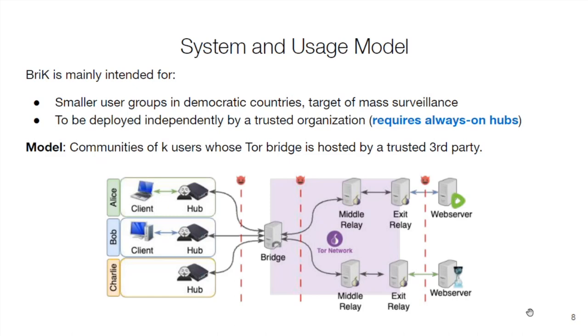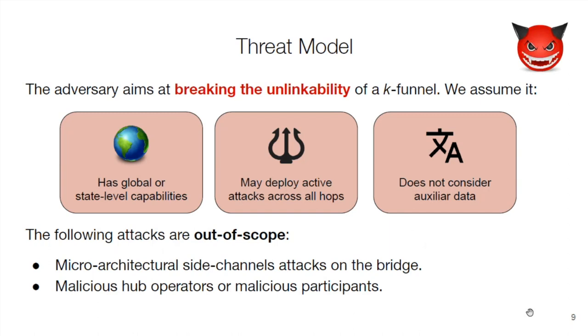So the first requirement: our threat model. How does our attacker look? First and foremost, the goal is always breaking the unlinkability, tracing the users back to the destination page. We consider that our attacker has global or state-level capabilities, meaning they can basically look at the entire network path between the hubs and the destination. But it can also deploy active attacks, and by active attacks I mean delaying or dropping packets in order to try to extract relevant information. We don't consider that the attacker uses auxiliary data. For instance, if Alice is located in France and someone is accessing a French page, we don't assume that the attacker uses that information. Out of scope are side-channel attacks on the server, the bridge, and also malicious operators.